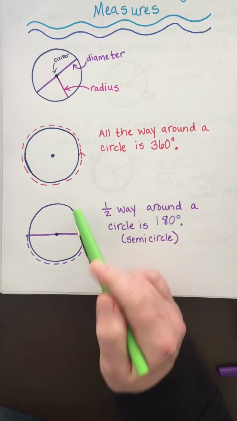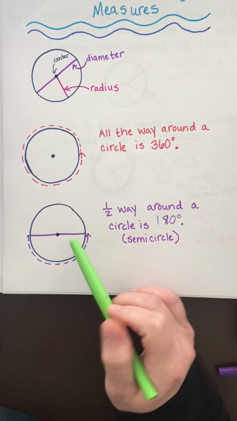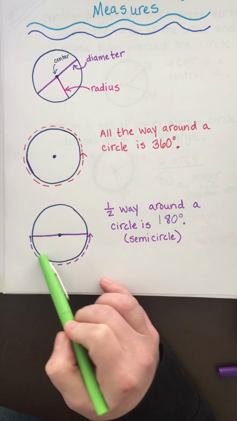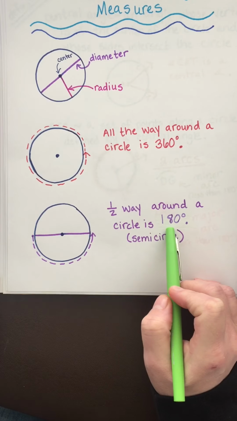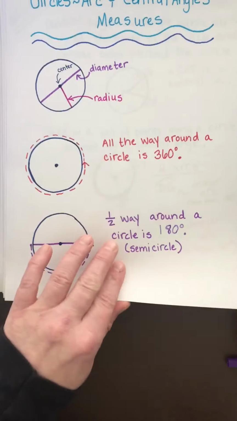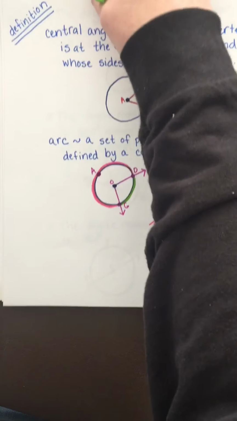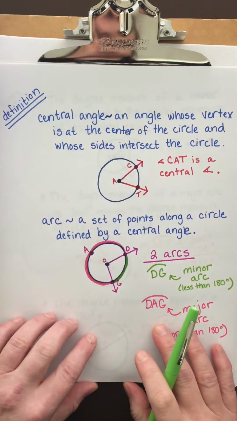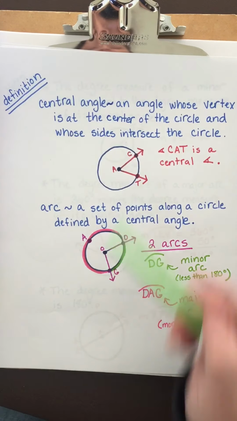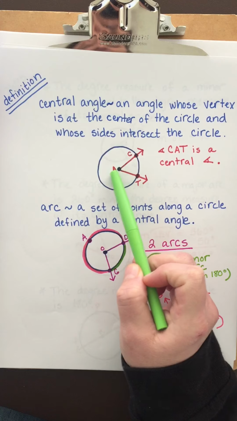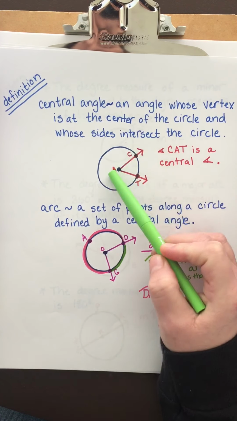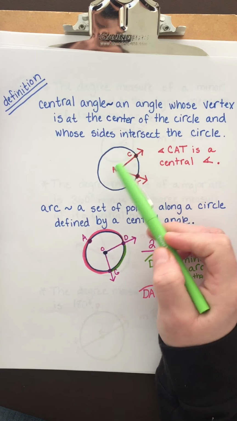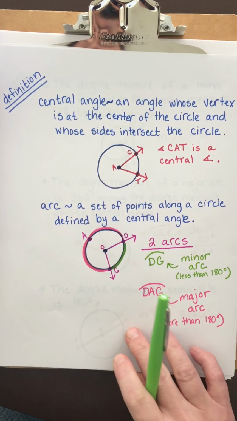But if you go halfway, or if you do a semicircle, see this is a diameter, so you go from one end of the diameter to the other, that's 180 degrees. All right, so let's just talk about what those things are. A central angle is an angle whose vertex is at the center of the circle and whose sides intersect the circle. So here we have a central angle, CAT, okay?